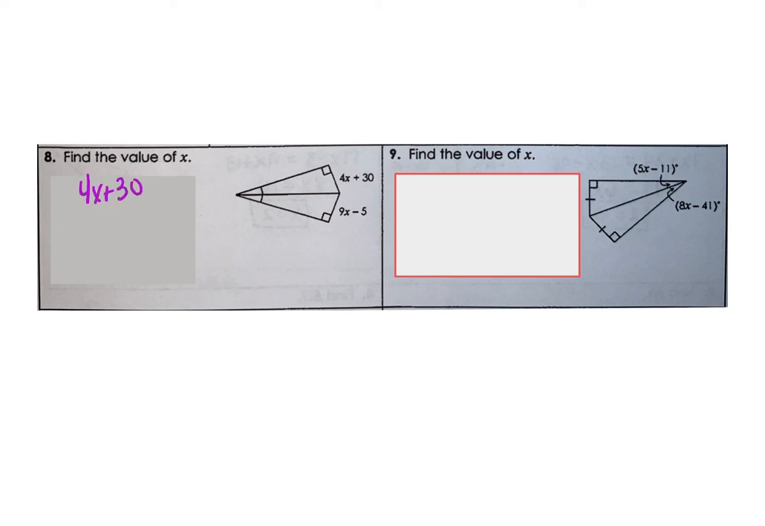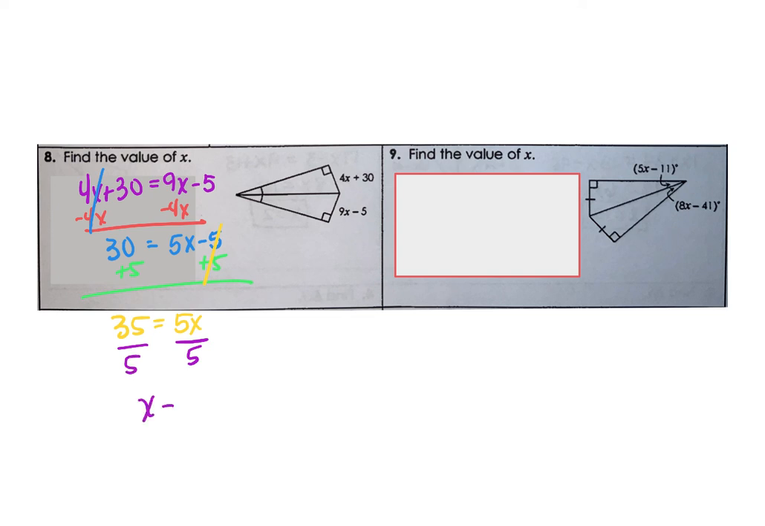4x plus 30 equals 9x minus 5. And to solve for x, we're going to get our variables to one side, our numbers to the other. Subtract 4x from both sides. It's going to cancel on the left. 30 equals 5x minus 5. Add your 5 to both sides. You're going to get 35 equals 5x. And so to solve it, you get that x equals 7.